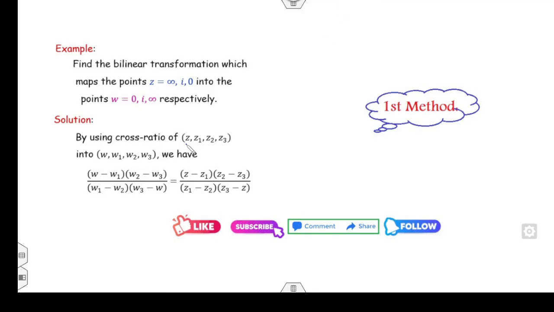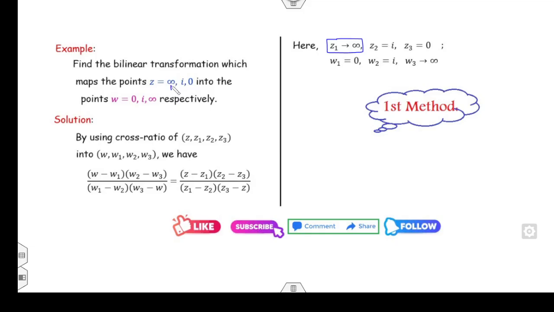How can you define the cross ratio of the four numbers between Z and W? W minus W1, W1 minus W2 and so on. So let's start with the first method. What is given to you? I can choose Z1 as infinity. This is my Z1, this is Z2, this is Z3. This is W1, W2, W3. Make sure you maintain the order. This is Z1, Z2, Z3. This is W1, W2, W3.